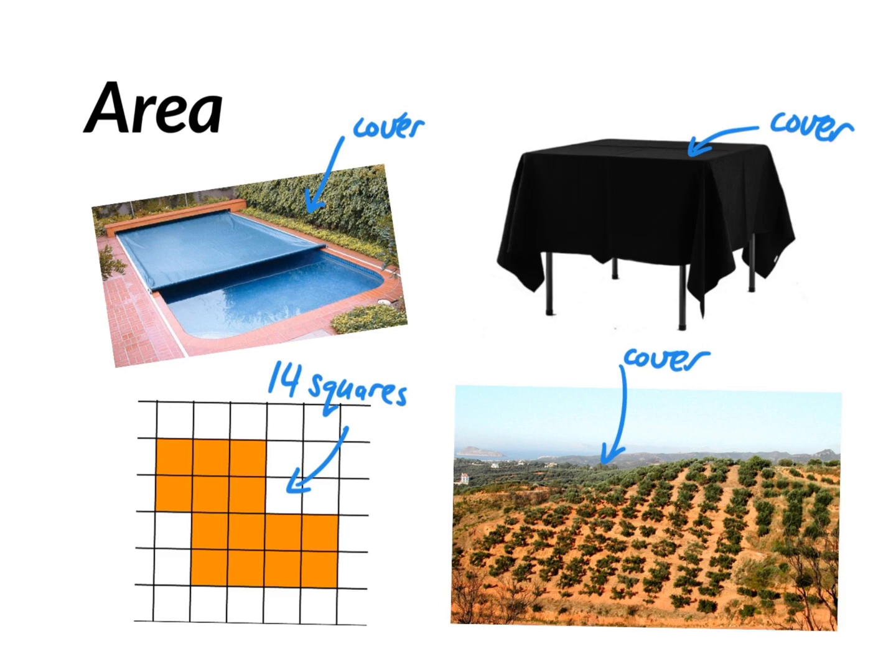When we think about area, the easiest way that you will understand area to begin with is counting squares. I know that the orange squares take up a surface area of 14 squares. The orange area is 14 squares.